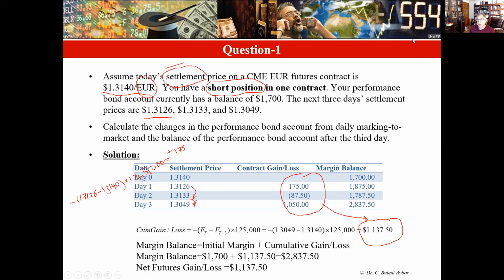This is the first problem. Let's erase these markings in here, and we will move on to the second problem.